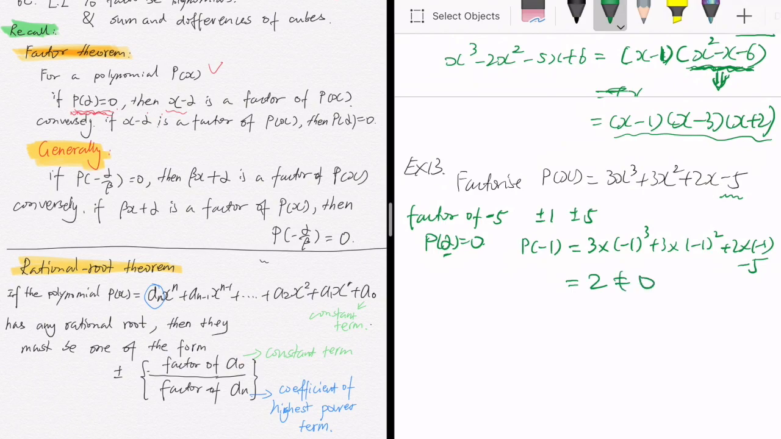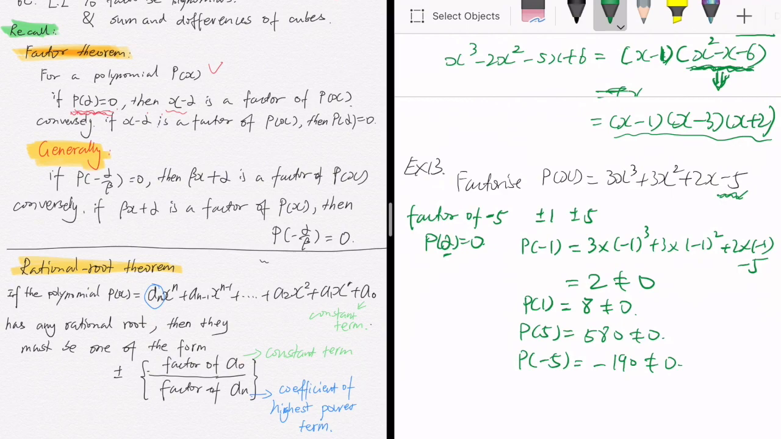So you're going to do the same thing. Try p of 1. That will be equal to 3. Definitely not equal to 0. And then when you try 5, you'll get 580. That's definitely not 0. And then you can try negative 5, and then you have negative 190. That's not equal to 0. So you see, we tried all the factors of your constant term. No one works.